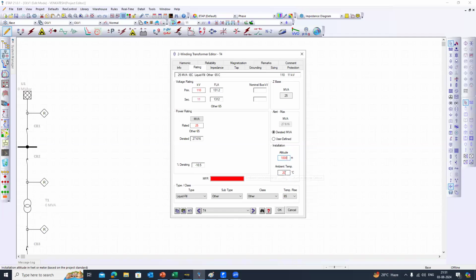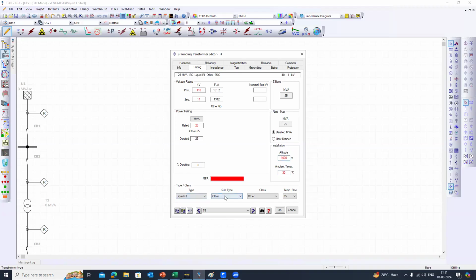So that's why this parameter should be very important when you are designing the transformer or modeling the transformers. Okay, I'm coming back to 30. Next, coming here, you have the type of classes, like whether it's the liquid fill or dry type transformers that can be selected here.